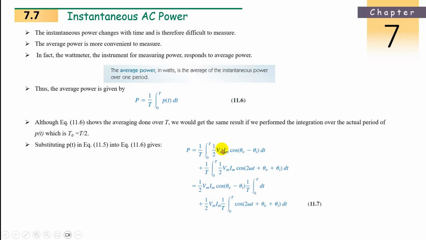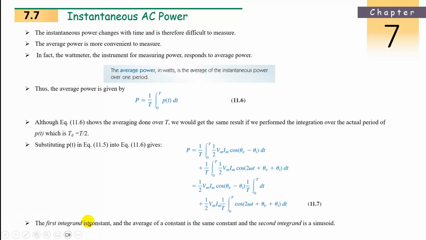So now if you integrate this one, cos(theta_v minus theta_i), what will we get? Is there any t term? No t term, right? Only we have 1 by T, integral from 0 to T, dt. Now here we have cos(2 omega t plus theta_v plus theta_i).